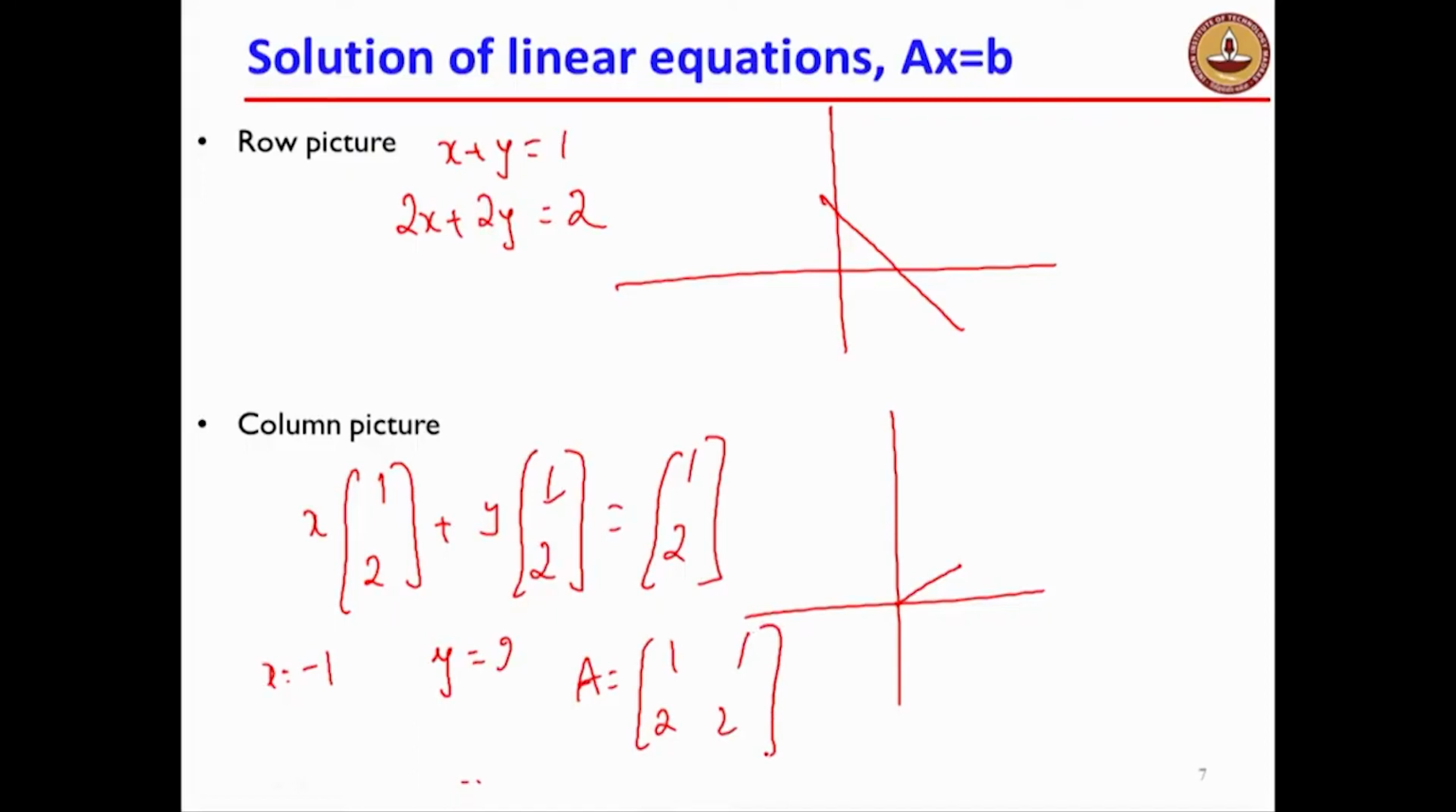However, why does this happen over here? In the previous case, why did we get a unique solution? In this case, why did we get multiple solutions? In the previous case, the vectors were independent, or the matrix had a non-zero determinant. In this case, if I look at this matrix over here, 1, 1, 2, 2, the matrix of these two vectors, they were dependent. The matrix was singular, determinant was 0.